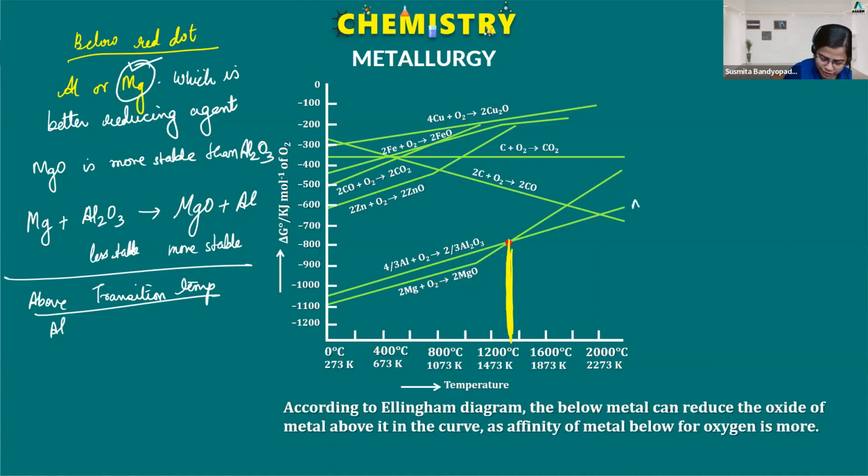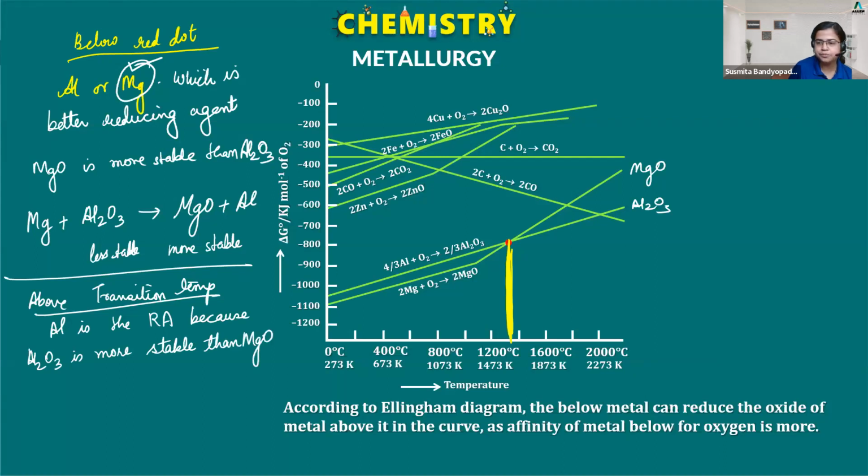This is Al2O3. This is MgO. Al is the reducing agent because Al2O3 is more stable than MgO. So we'll take Al plus MgO.